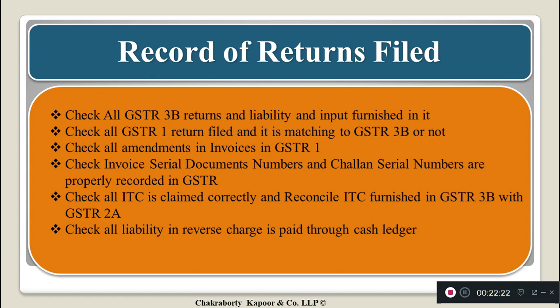Check all input tax credit is claimed correctly and reconcile input tax credit furnished in GSTR 3B with GSTR 2A. Check all liability in reverse charge is paid through cash ledger. I have already said liability in reverse charge cannot be set off through credit ledger. It must be paid out of cash ledger.